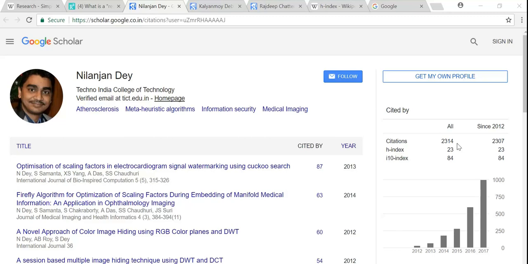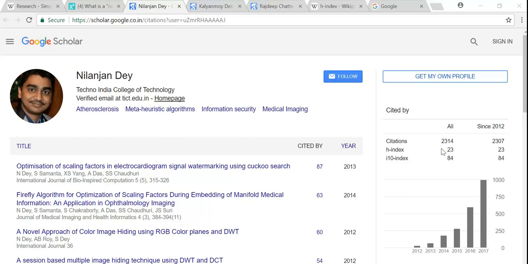If you go to this part, this is 2314. This is the total citations. That means out of his total number of papers, 2314 researchers around the globe cited, used or referred to his work. And then how to measure this? This is very important. That is the H-Index.